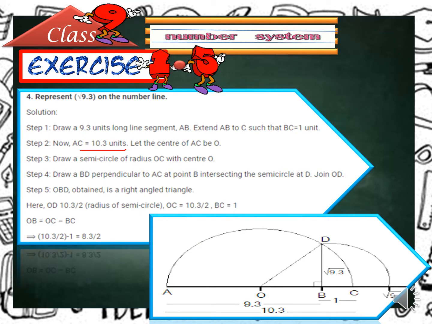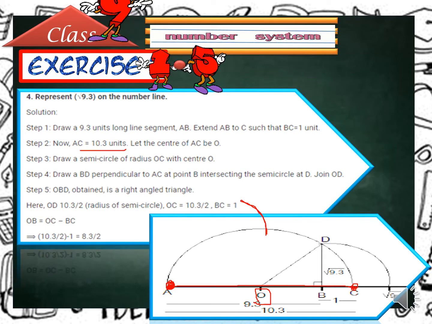Let the center of AC be O. Here they have marked O. How do you think they have marked O on this number line? Let's see how to find the middle of this number line. Take the measurement of AC with your compass. Keep your needle here and your pencil here. Draw an arc from A. Keep your compass needle here and with your pencil draw an arc with the measurement of AC.